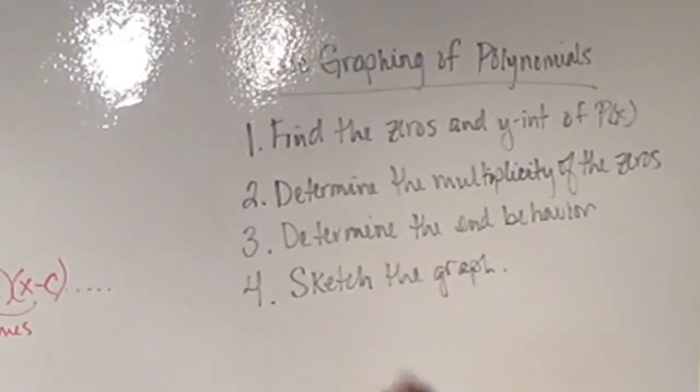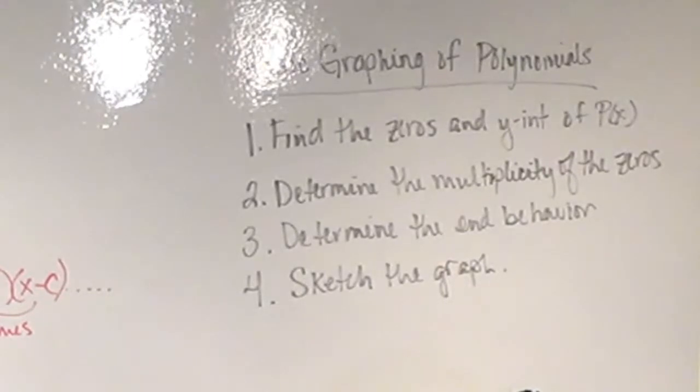And then I want to determine the end behavior. So like we said before, I want to know, are the ends going upwards? Are they going down? Are they doing opposite things? I want to know so that I can determine what happens to my y values as my x's get further and further away from the origin. And then lastly, I'm going to use that information to sketch the graph.